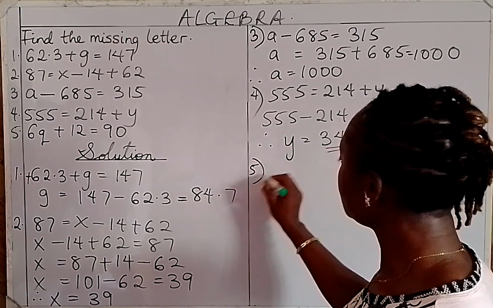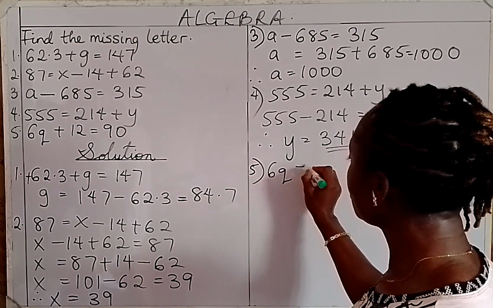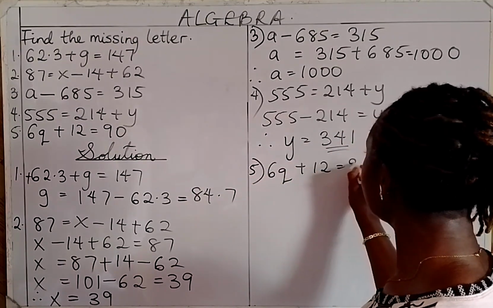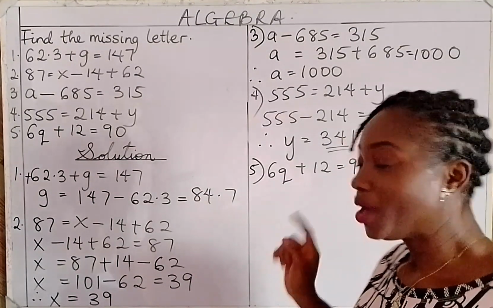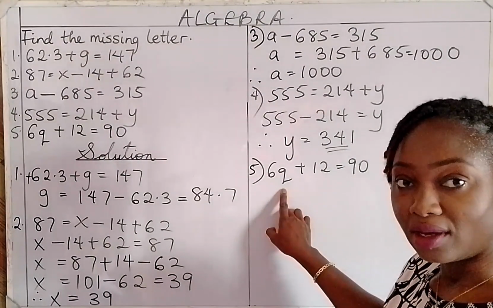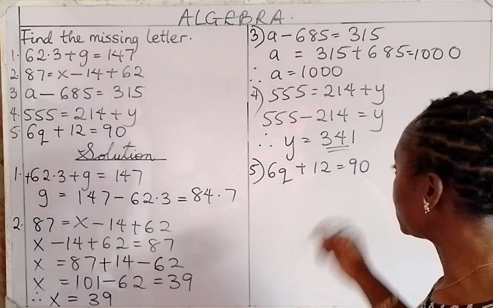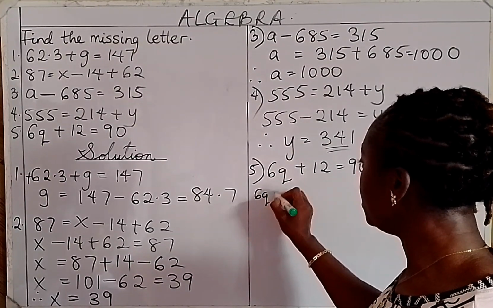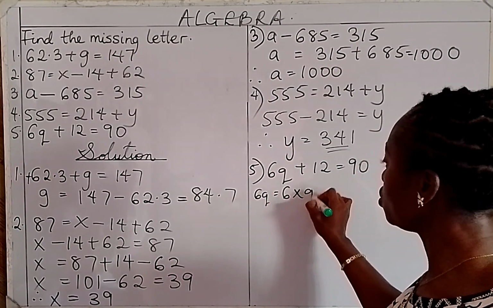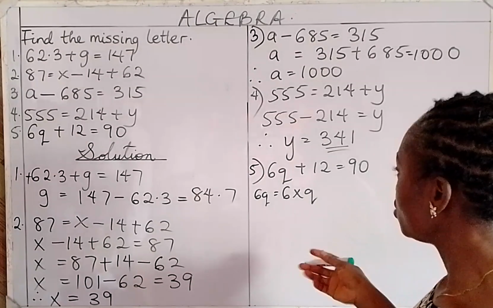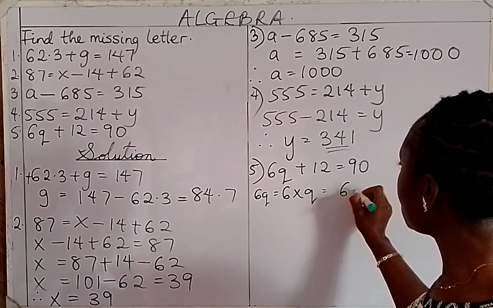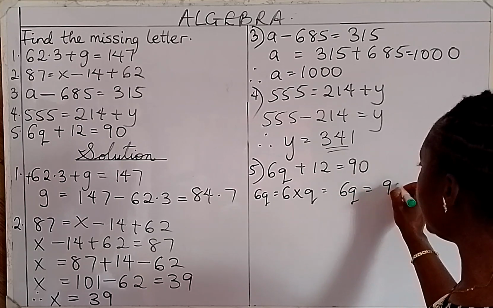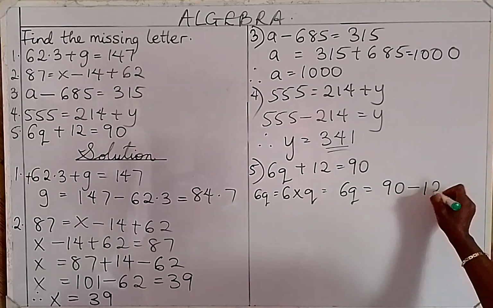Then the last question, 6q plus 12 equals 90. Now, this question is a very tricky one. When you see a number with a letter, it means what? 6q simply means 6 times q, right? So from here, we're going to have 6q equals 90 minus 12.